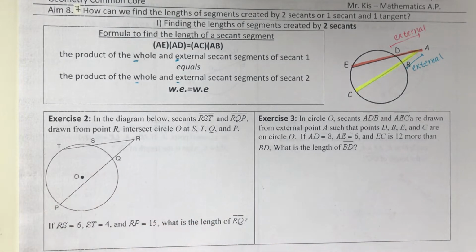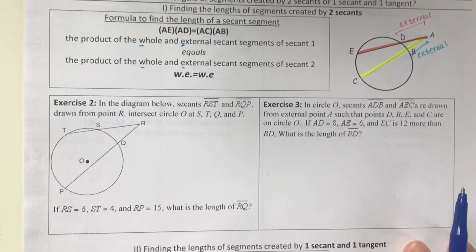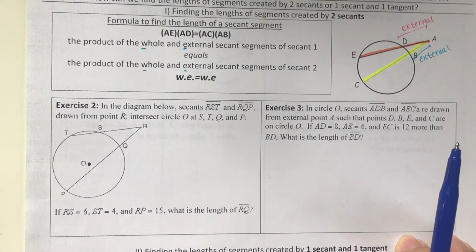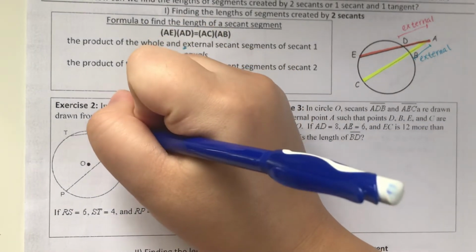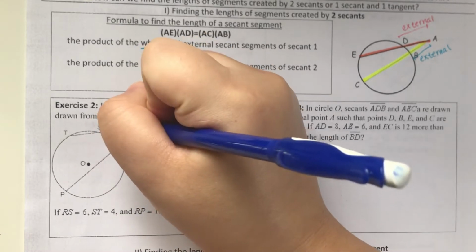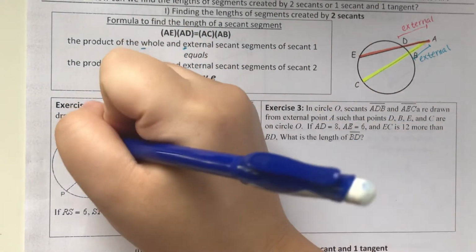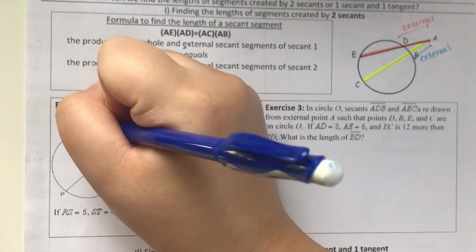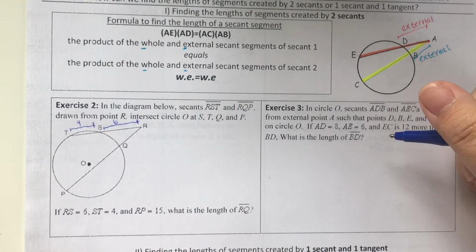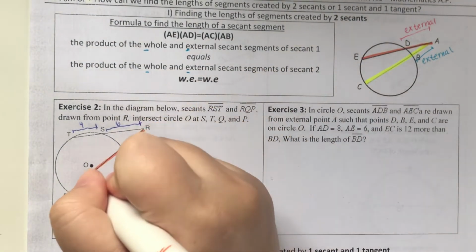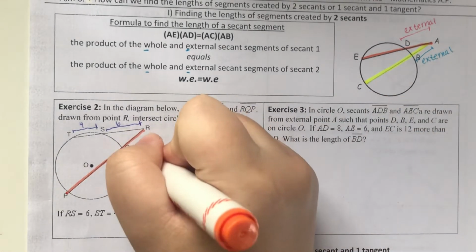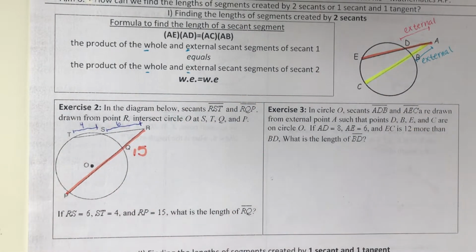Okay, so let's get into it and look at exercise 1 on your paper. It says exercise 2 over here, but it does not matter. Okay, so let's look at what we have. It says RS is equal to 6. So this is 6. ST is equal to 4. Okay. RP is equal to 15. Okay, so I'm going to use a highlighter here. So RP is this entire thing, which is equal to 15. I am looking for side RQ.